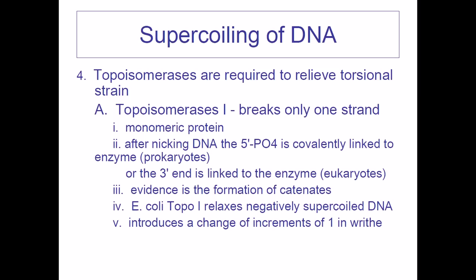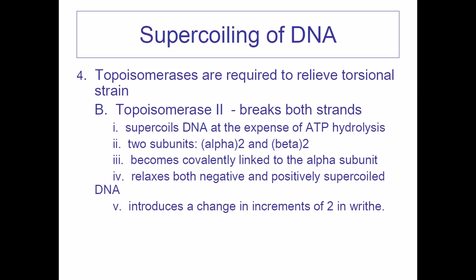On the other hand, topoisomerase 2 breaks both strands. It has tyrosine in its active site, which holds on to the strand. It will break it and pass another strand through it. For this huge task, it requires energy in the form of ATP; it uses ATP hydrolysis energy to do the task. It is a protein containing 2 alpha subunits and 2 beta subunits. It becomes covalently linked with the strand, and it relaxes both negatively and positively supercoiled DNA.